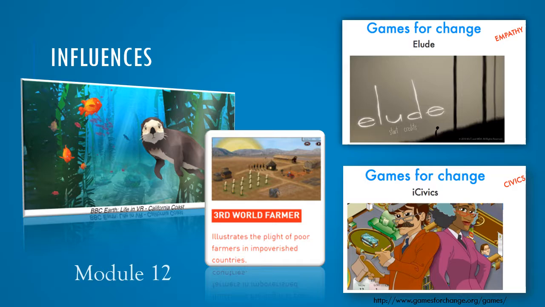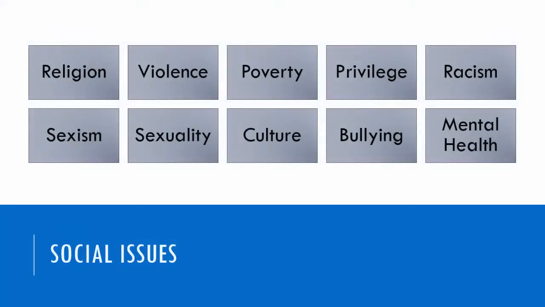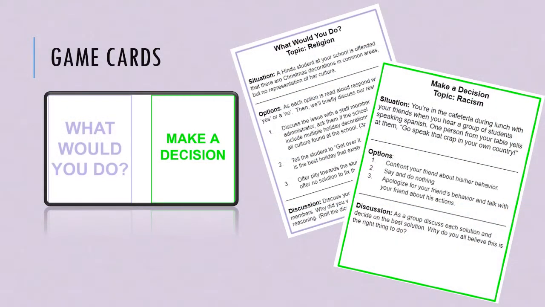Although we all had good experiences playing such games, we couldn't decide on just one social issue to highlight because we all felt all of them were critical and essential to recognize. We then realized we could create a game that analyzes several social issues such as religion, violence, poverty, privilege, racism, sexism, sexuality, culture, bullying, and mental health. We like the idea of incorporating and creating awareness of several different social issues because of the potential impact we can make with our game.